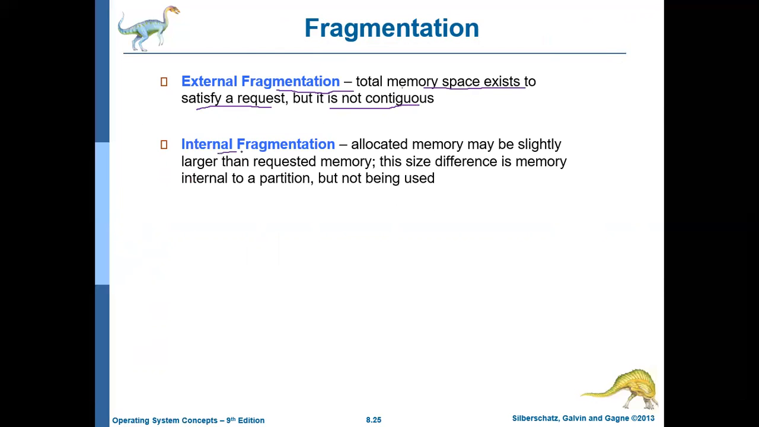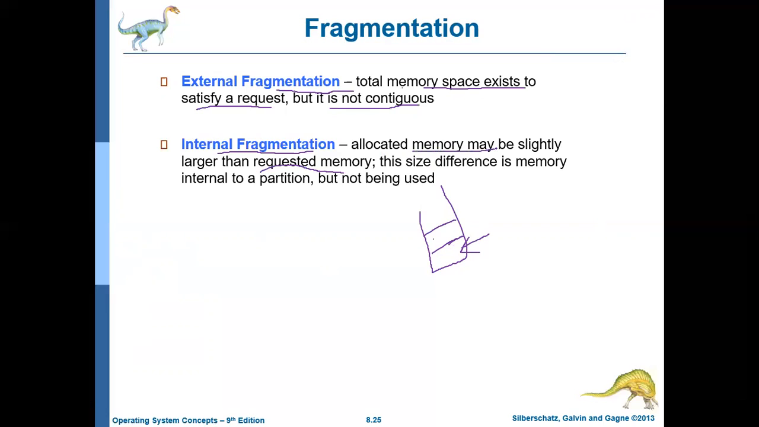Whereas internal fragmentation happens with fixed size partitioning, that is, allocated memory may be slightly larger than the requested memory. This size difference in memory leads to internal fragmentation. I guess you remember, we always fix the size of the partition. So if each size is 100 MB, and a process of 75 MB comes, then the remaining 25 MB is wasted. That is what this statement means.